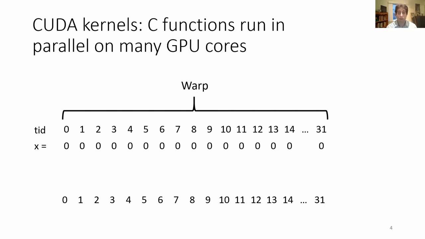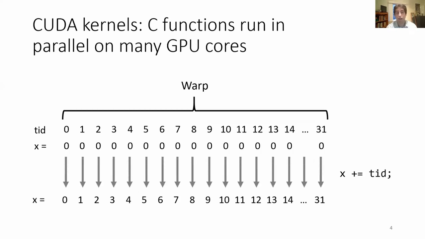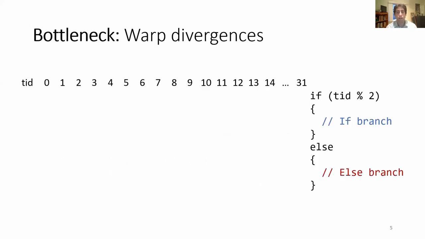Because of the nature of GPUs, CUDA has an unusual execution model. Groups of 32 threads called warps execute the same instruction in lockstep, but on different copies of local variables. Each thread has access to its own thread ID, so for example, a kernel can execute the instruction increment x by TID, starting with x equals 0, and end up with different values for x. CUDA's execution model leads to some non-intuitive performance properties.